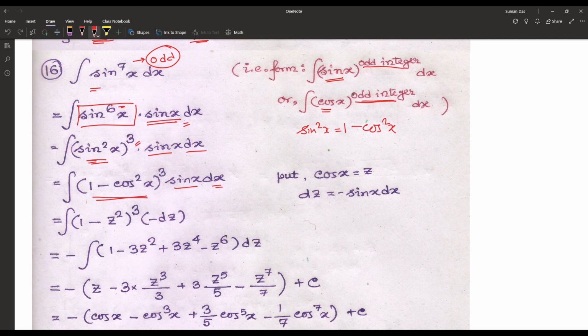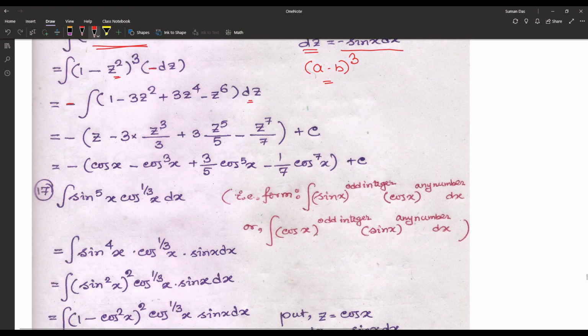Now if we put cos x equal to z, then dz is equal to minus sin x dx. So in place of sin x dx we write minus dz, and for cos x we get (1 minus z square) whole to the power 3. If we expand the formula for (a minus b) whole cube, it becomes 1 minus 3z square plus 3z to the power 4 minus z to the power 6, and dz, where minus 1 has been taken as common.